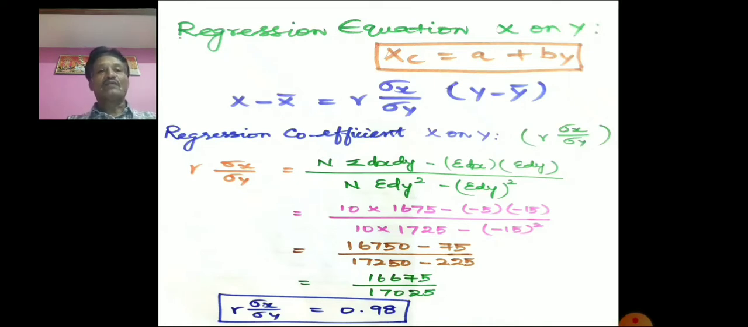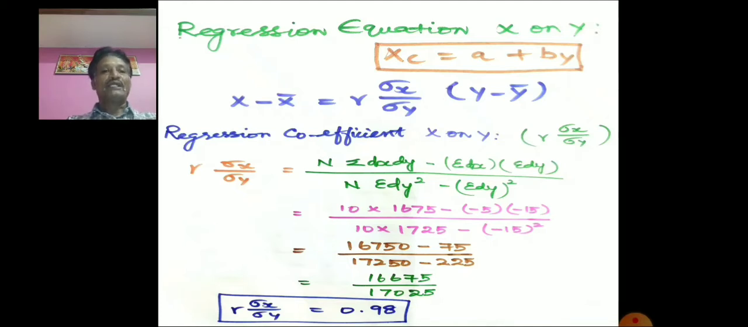So here I have written the formula: r sigma x by sigma y, that is the regression coefficient x on y, is equal to n into sigma dx dy minus sigma dx into sigma dy, the whole divided by n into sigma dy square minus sigma dy the whole power 2. Here we are estimating the regression equation x on y, so I have taken only the y variable. Now you have to substitute the values in the formula. So n equal to 10, sigma dx dy equal to 1675, sigma dx equal to minus 5, and sigma dy equal to minus 15.